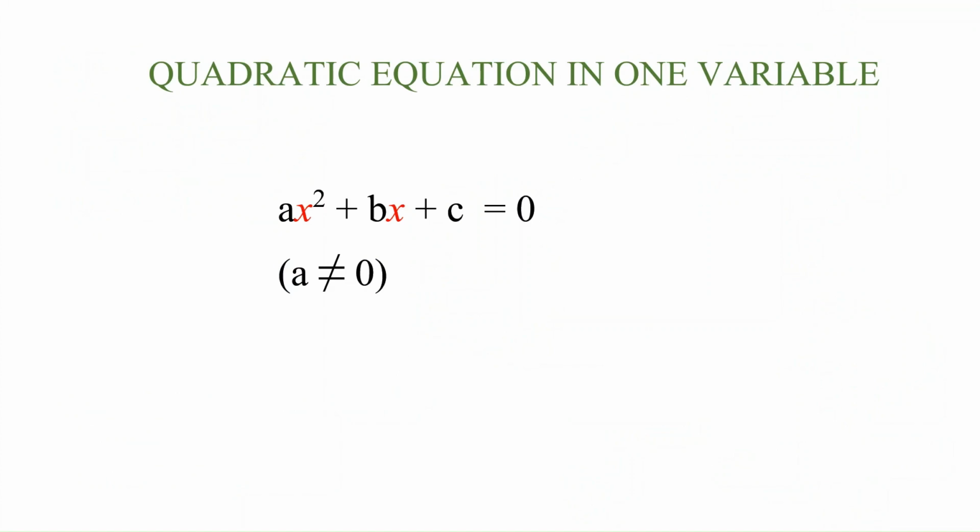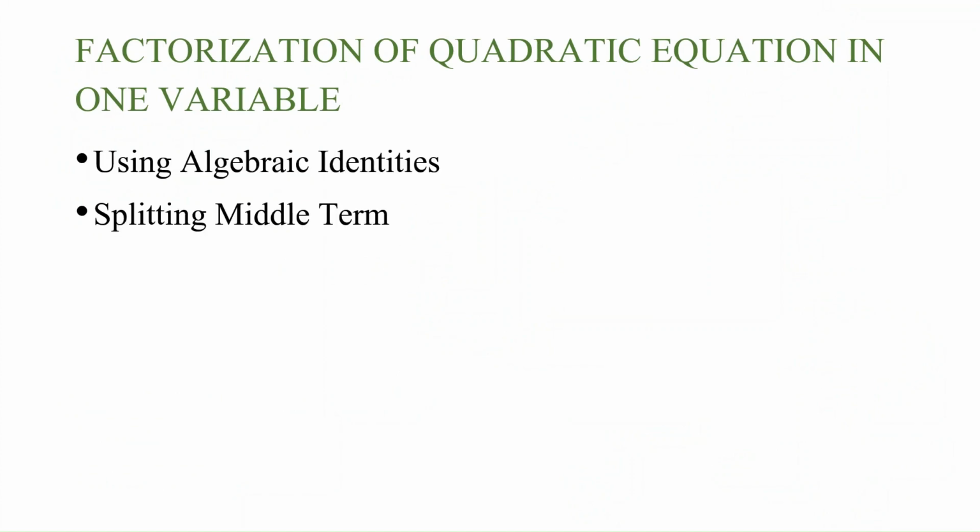Now, how to factorize this quadratic equation? For that, we have 3 different methods: using algebraic identities, splitting the middle term, or using the quadratic formula. We'll take some quadratic expressions and try to understand these methods.